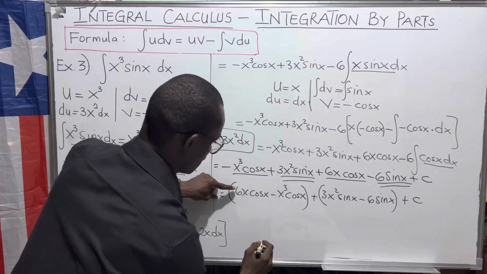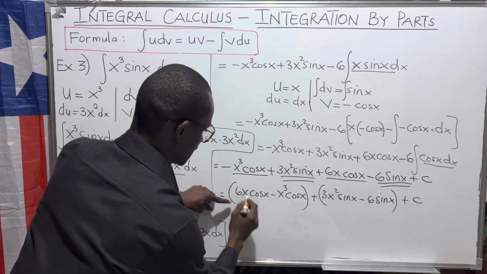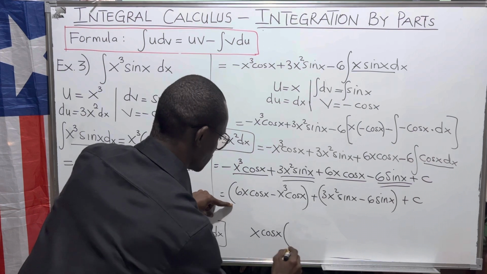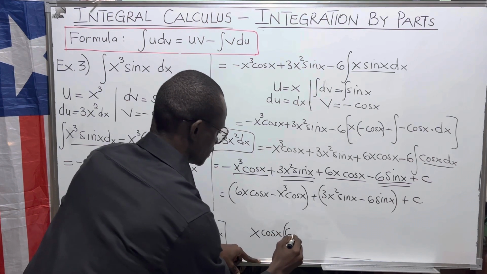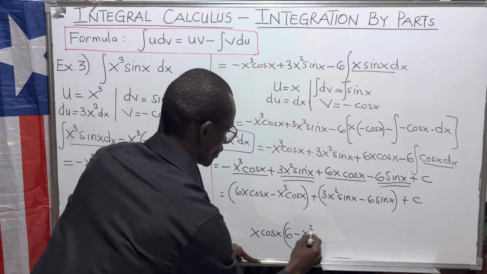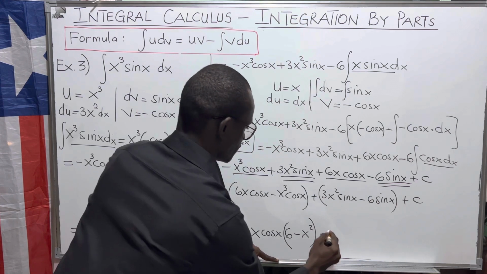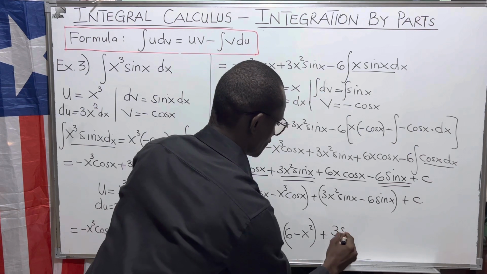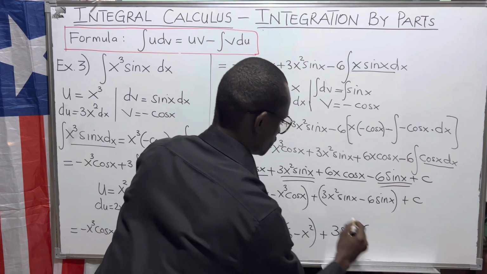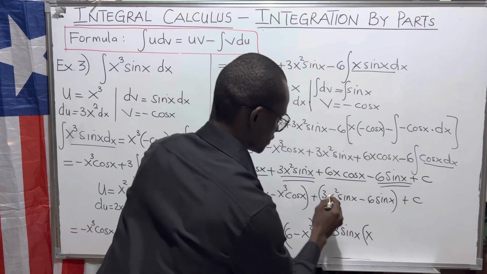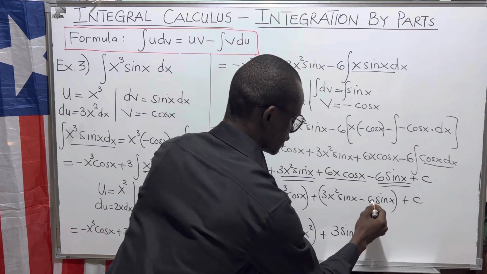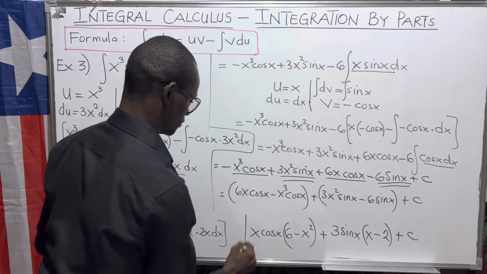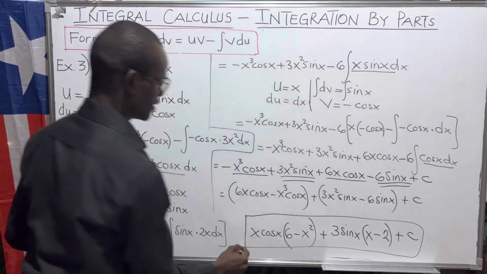So finally, now I can have 6, let's say x outside, and then cos of x is also outside. What is left here is 6 minus x squared, plus, likewise with this, 3 can come outside, and then sine of x can come outside as well. So I'll be left with x minus, this is 6, 3 into 6, 2 times, plus some arbitrary constant c. So this is our answer.